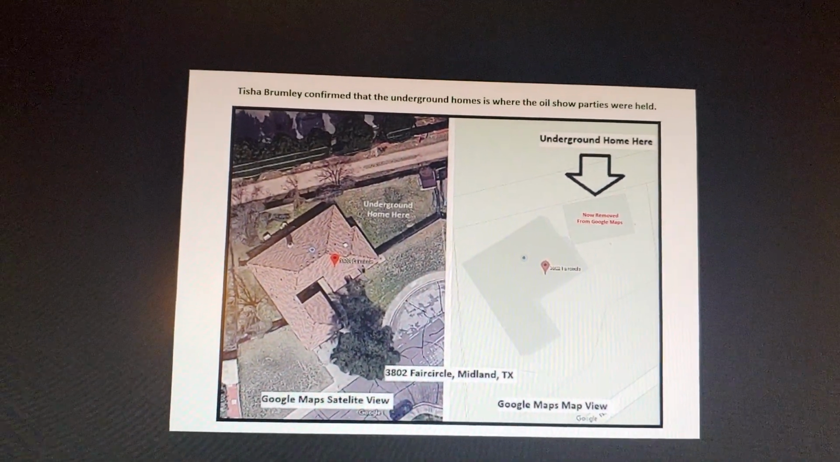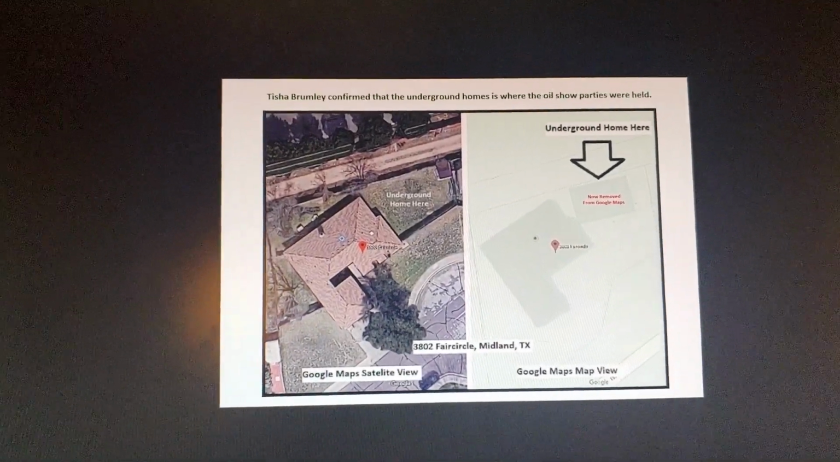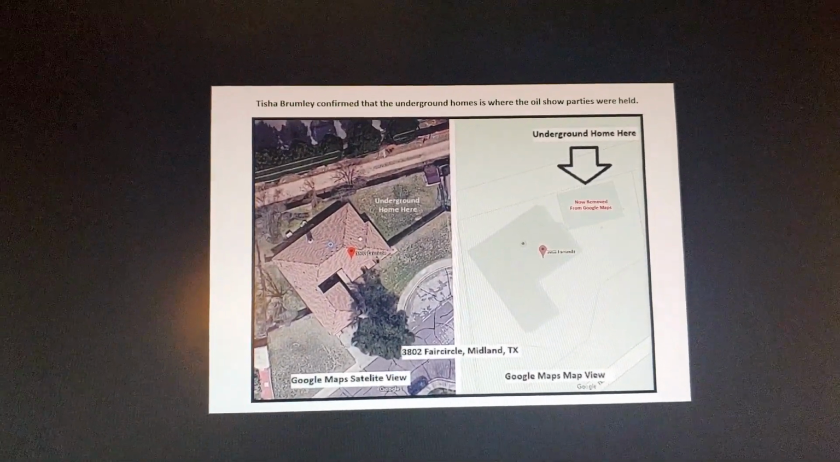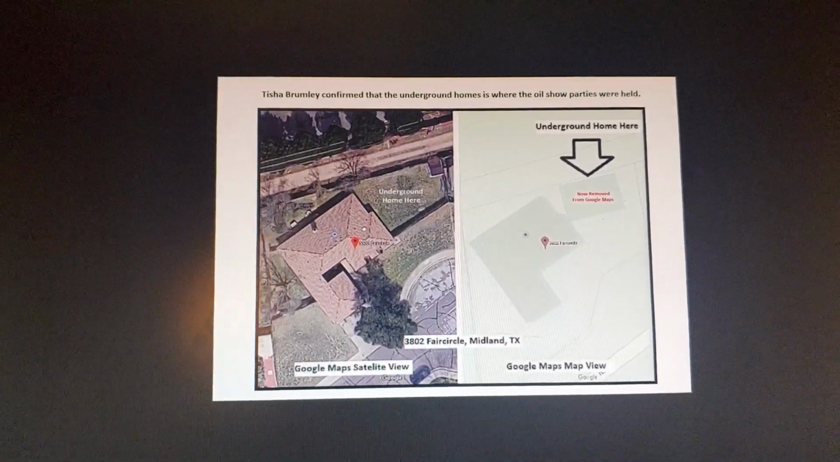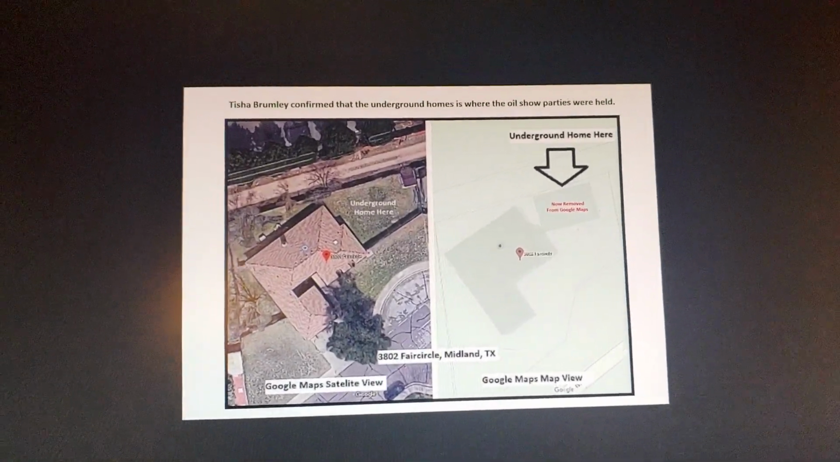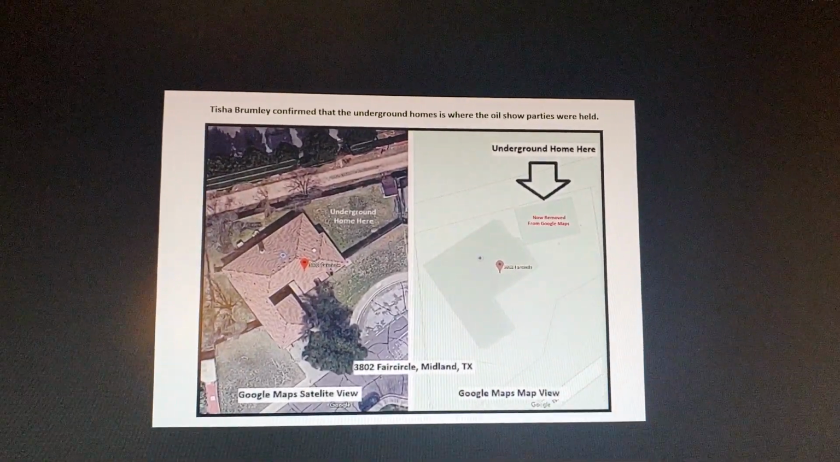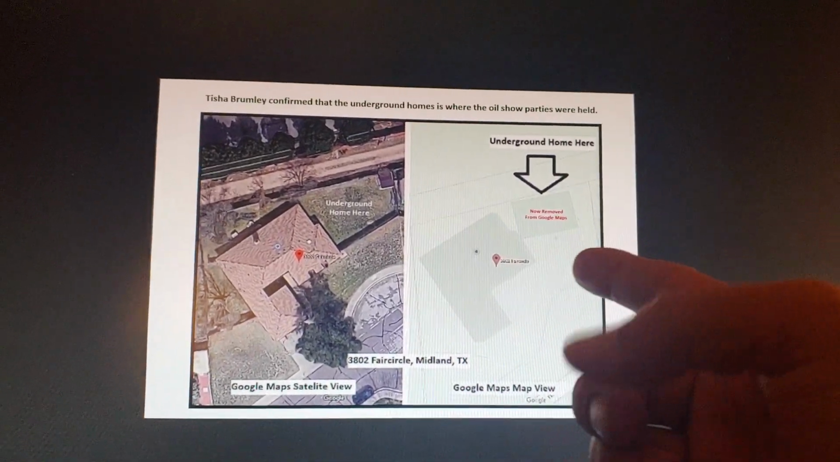Well, last year, I contacted the city of Midland, and I told them that there are multiple people documented as reporting underground homes here, and the supporting evidence on Google Maps. And about a week later, this was deleted. So it looks like somebody with the city of Midland contacted Google and had them remove this to cover up the murders.